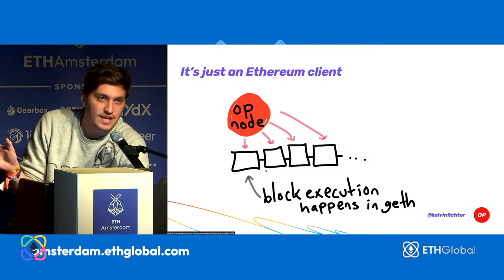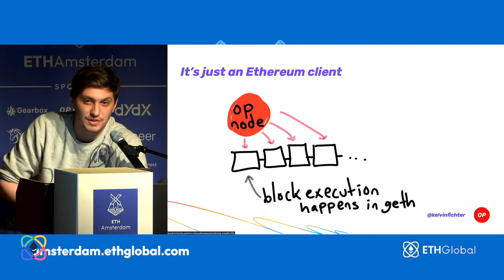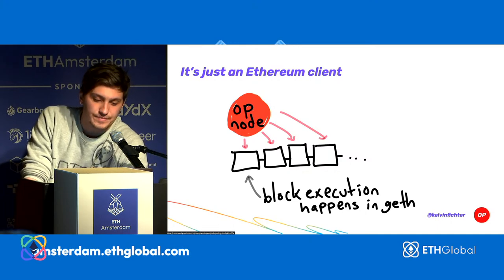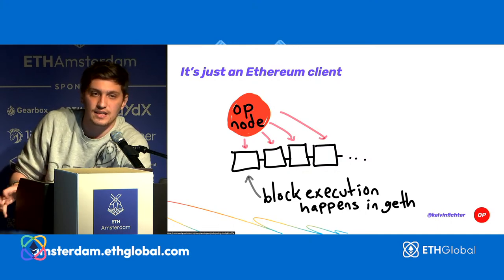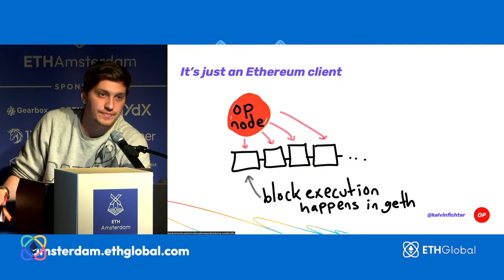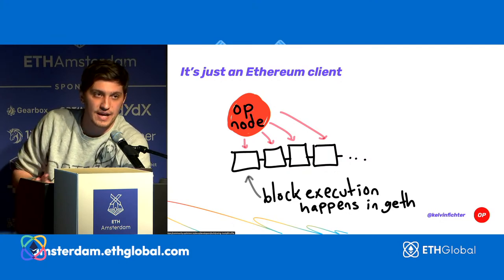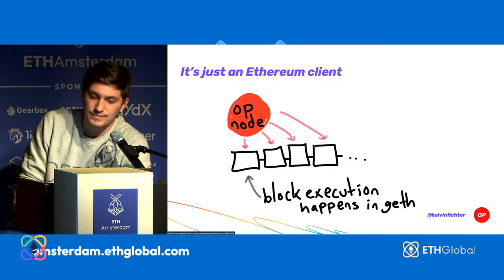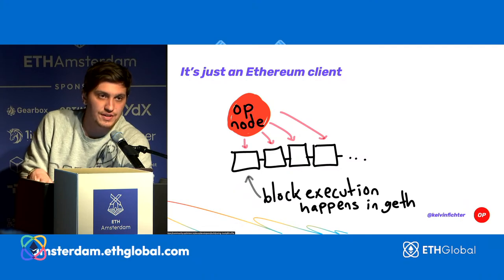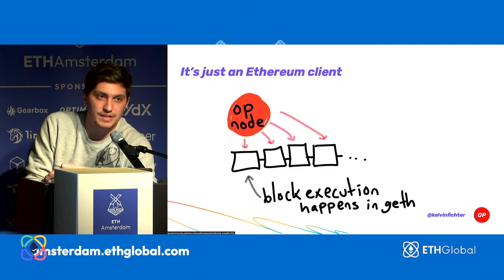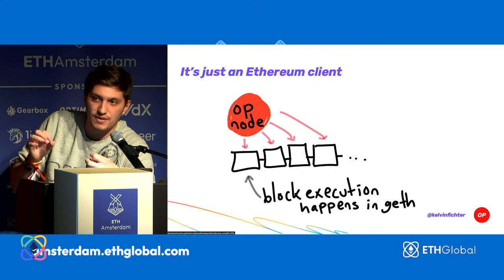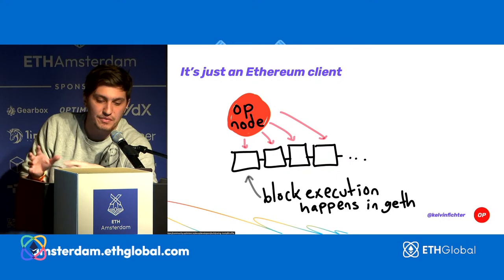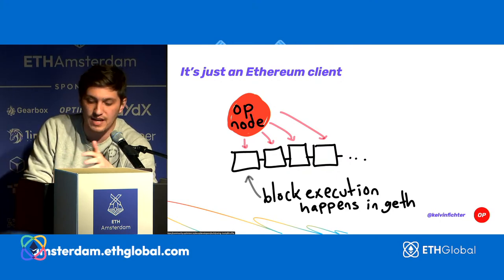We take Geth, and Geth has this very beautiful API called the Engine API, which is sort of a new thing for the merge. But what it allows us to do is to treat Geth like a thing that can be driven. After the merge, the execution and the consensus parts of Ethereum are being split into two pieces. So you have the part that executes blocks, and you have the part that figures out what those blocks should be. And we sort of realized, oh, well, we can actually apply the same exact idea to layer two.